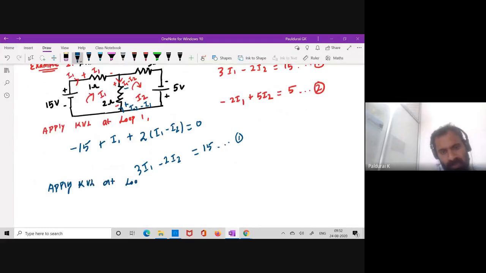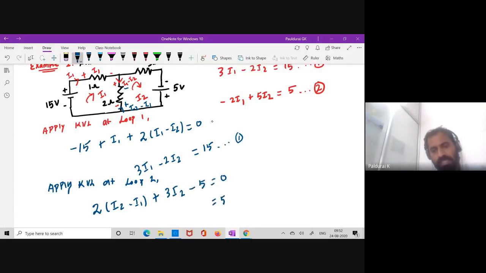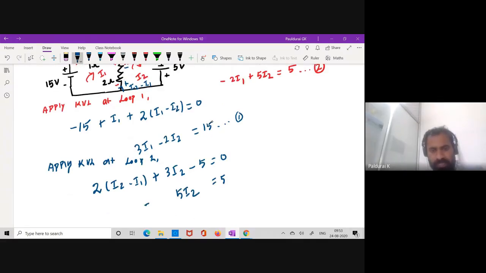Apply KVL at loop 2. So loop 2: this is 2 times (I2 minus I1), the voltage drop across the 2 ohm; the voltage drop across the 3 ohm is 3 times I2; and this time it is minus 2 plus minus 5, which equals 0. Bring this minus 5 to the right hand side, you will get 5, and this is 3 times I2, so 5 times I2, and this is minus 2I1.